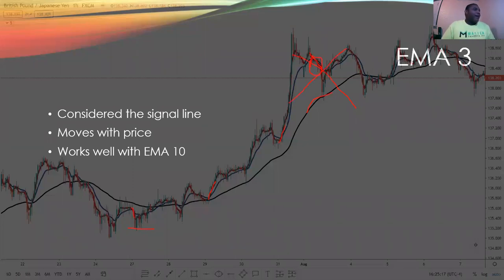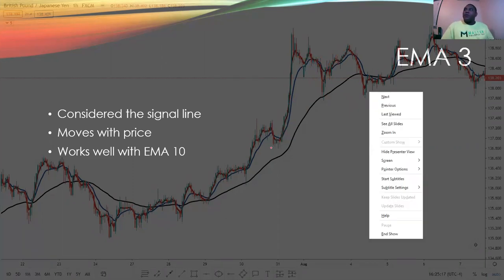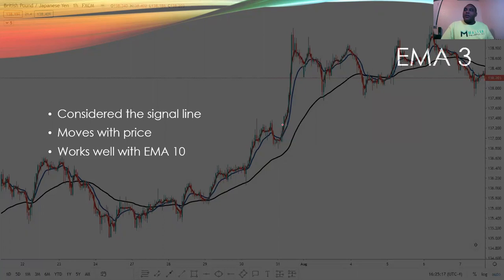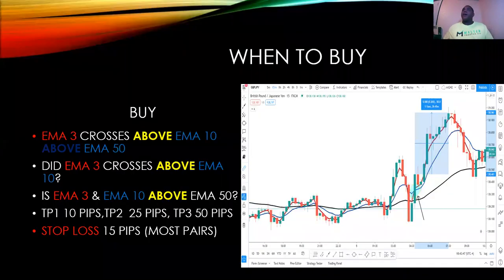I will go over that again, because I had it on the screen, and I guess we're saying crossover, cross above, cross up, cross down below, cross up above the 50, cross down below the 50. I probably confused that just now. All right. So when to buy? When the EMA 3 crosses above the EMA 10, above the EMA 50.